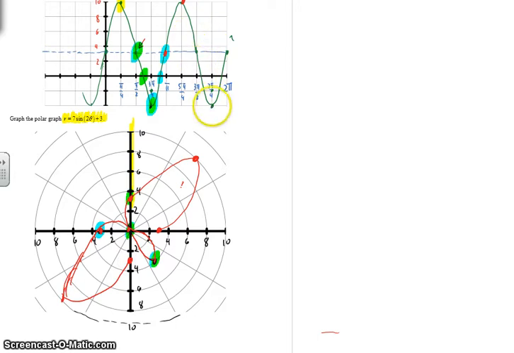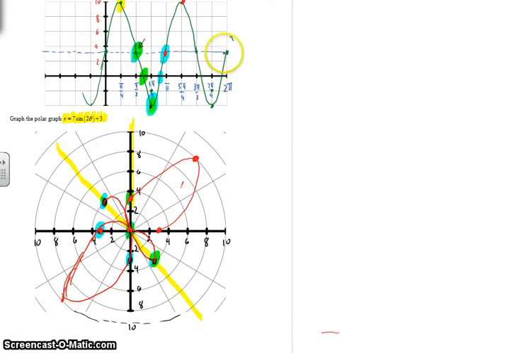And then we're at 7 pi over 4, negative 4. So that's going to be 7 pi over 4 is right here. But we have to go this way because it's a negative distance. And so that's right here. And so between this point and this point, we have to go through the pole. And so I'm going to go here through the pole and kind of loop this way.